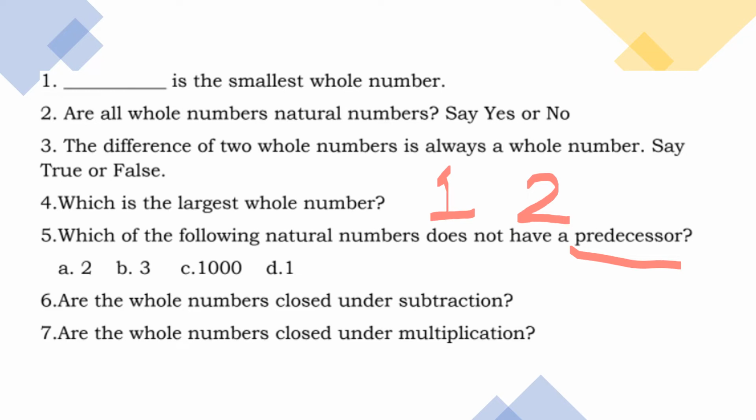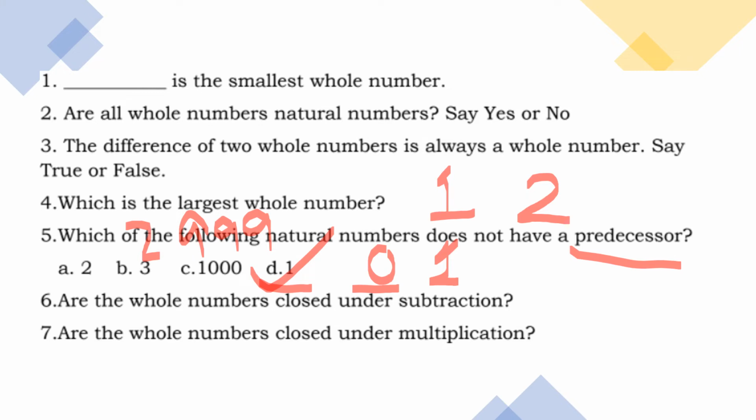Similarly for 3, the predecessor will be 2. That is also a natural number. For 1000, the predecessor will be 999. That is also a natural number. But for the D part, that is 1, the predecessor is 0 and 0 is not a natural number. So the D part is the correct answer.